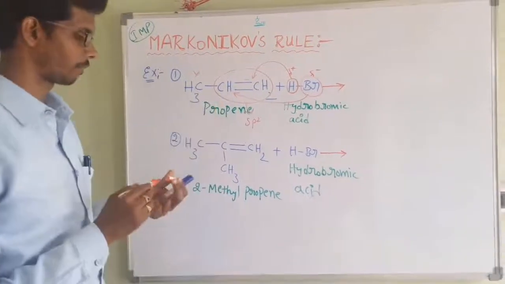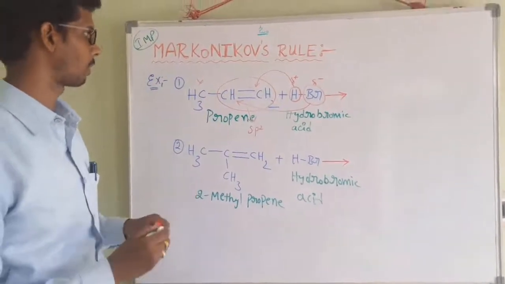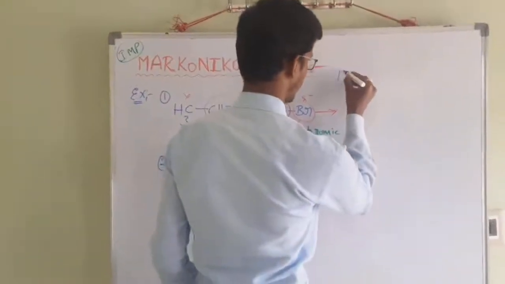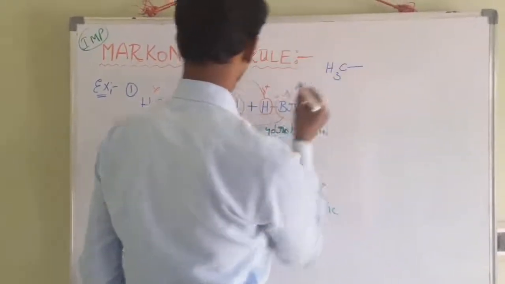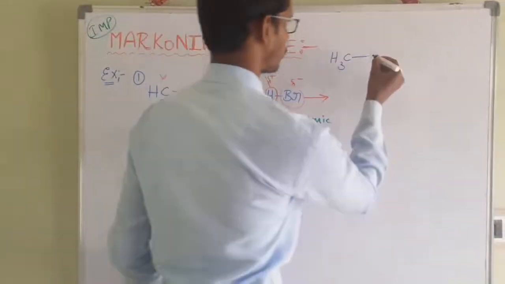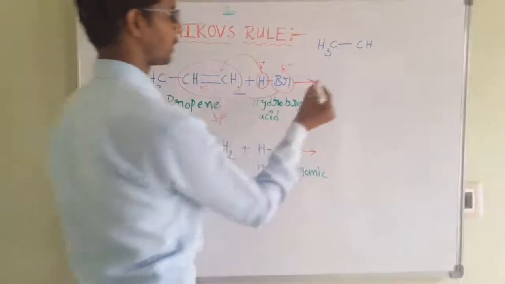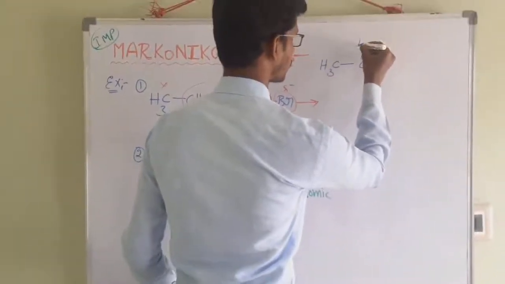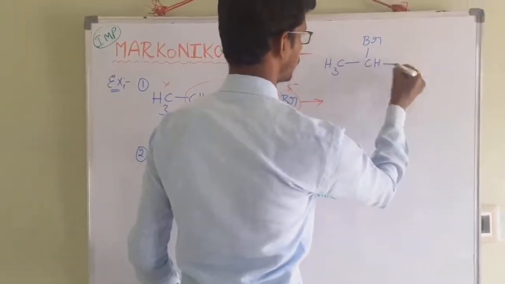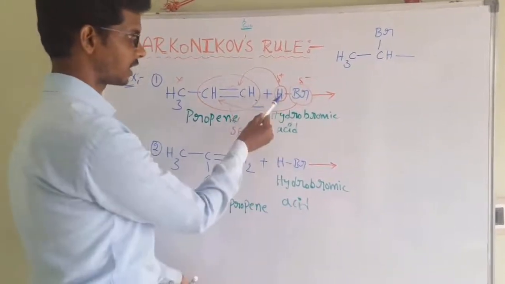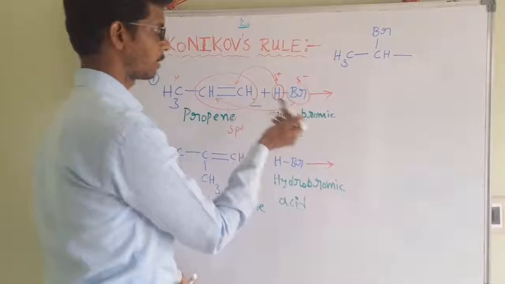containing carbon atom. Here, what is the product formed? Write simply. CH3, CH. Here you should add the negative part, that is nothing but bromine. Next, here CH2 becomes the positive part of the reagent, that is H plus is added to this CH2. CH2 becomes CH3.